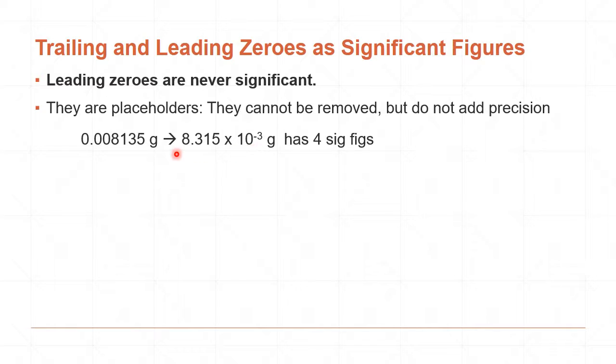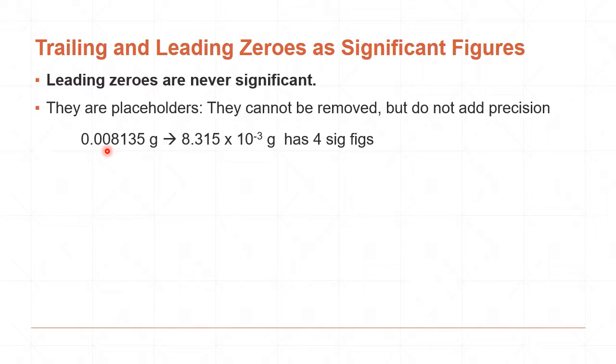So in this number, it's very obvious to see I have 4 significant digits, and it's helpful to express that in scientific notation because now I can see that this one also should have 4 significant figures or significant digits. The thing about the leading zeros is they're placeholders. They have to be there. I can't take them out.